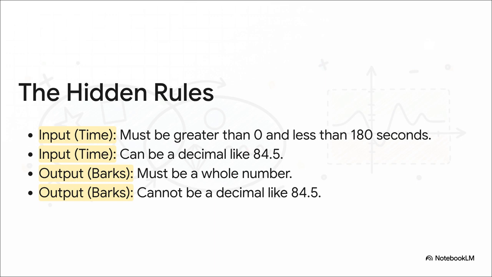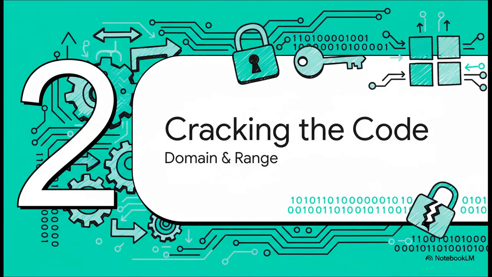So for our input, time, pretty much any number between 0 and 180 works, even decimals. But for our output, the barks, it's a totally different story. It has to be a whole number. You just can't have part of a bark. And that's the big takeaway here. The rules for what you can put in aren't always the same as the rules for what you can get out. Okay, so we found these hidden rules, but what are they actually called?